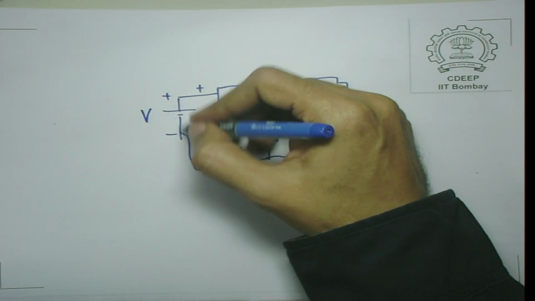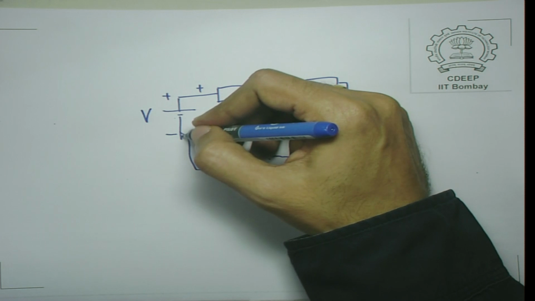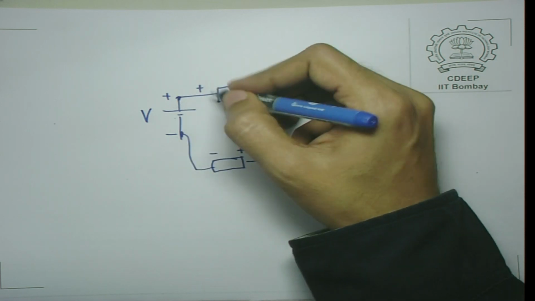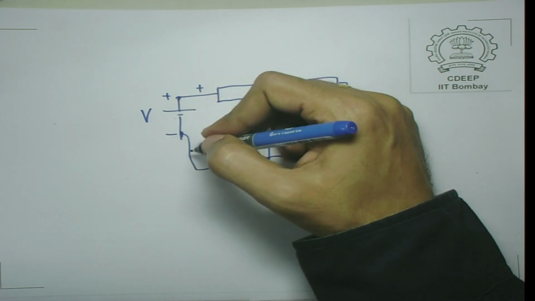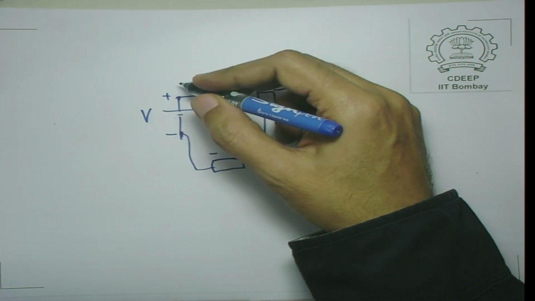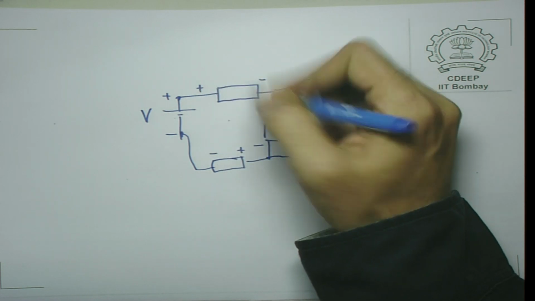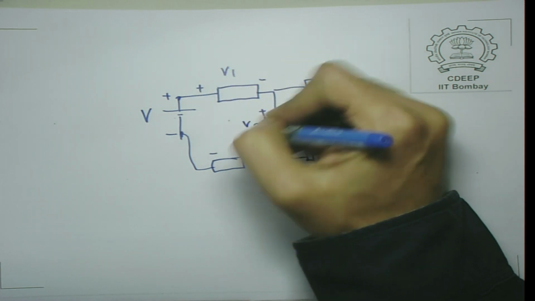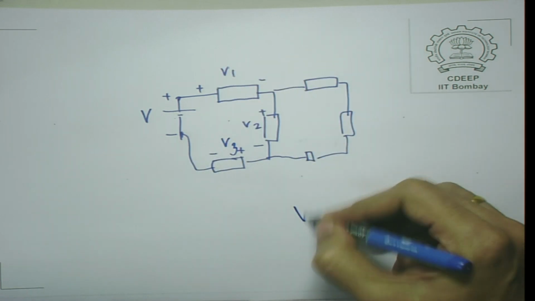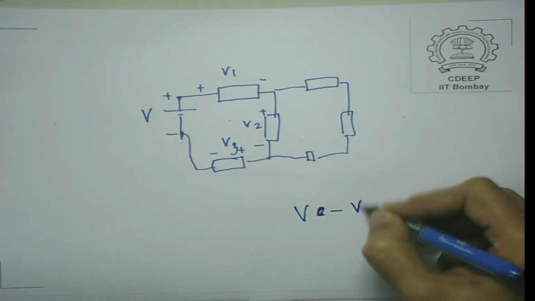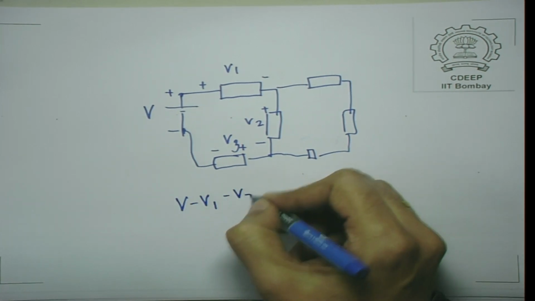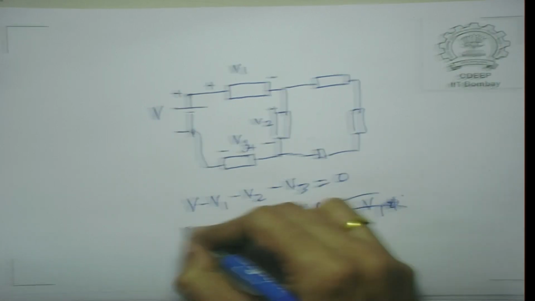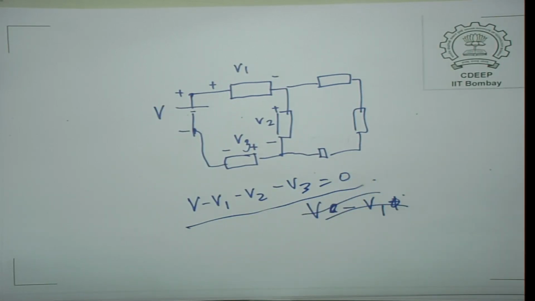In this particular loop, this is a voltage rise, that is we have considered a potential rise and not a potential drop. So, E dot dl here, V indicates a potential rise, whereas here we have considered a potential drop. So, if this is V1, this is V2 and this is V3, these are voltage drops, then V minus V1 minus V2 minus V3 is equal to 0. So, this is how you will apply the Kirchhoff voltage law.